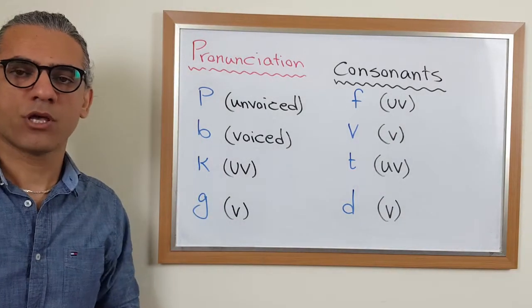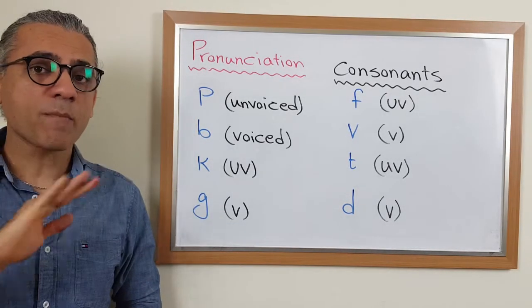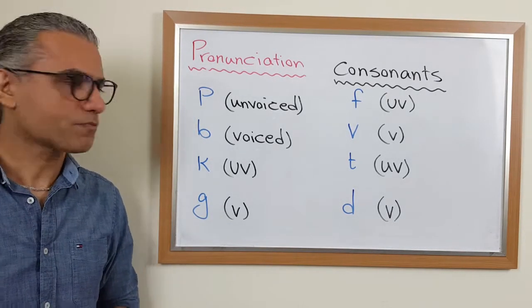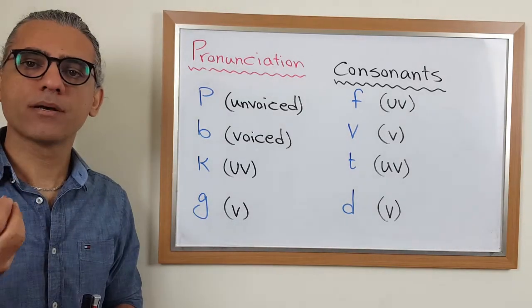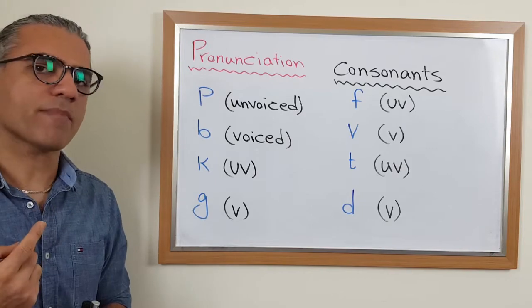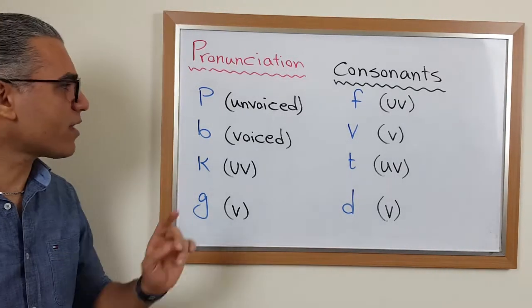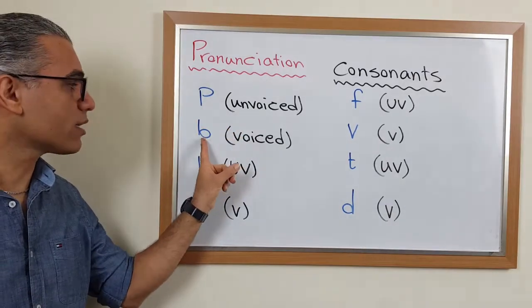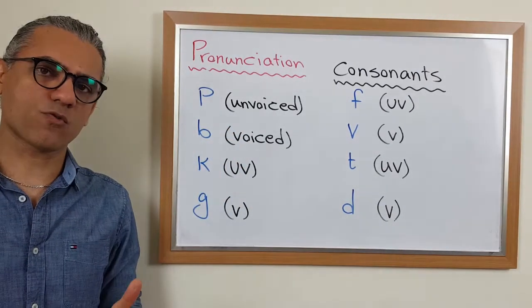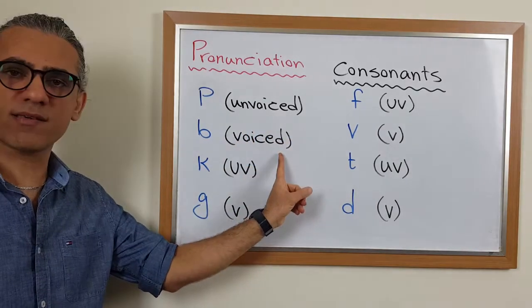Look at my mouth. When I pronounce either of these sounds, my mouth doesn't change. I say p and b. So if you can see my mouth, but you cannot hear me, you cannot tell if I'm pronouncing this or this. That is the difference between the unvoiced sound and the voiced sound.